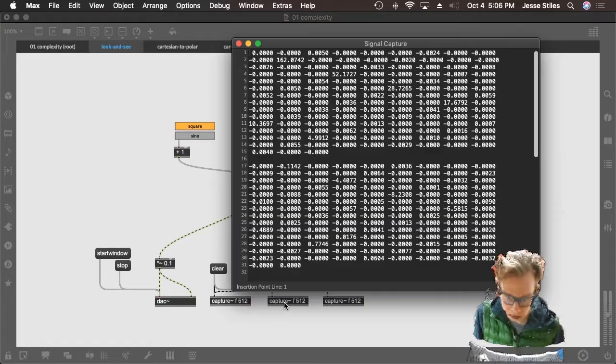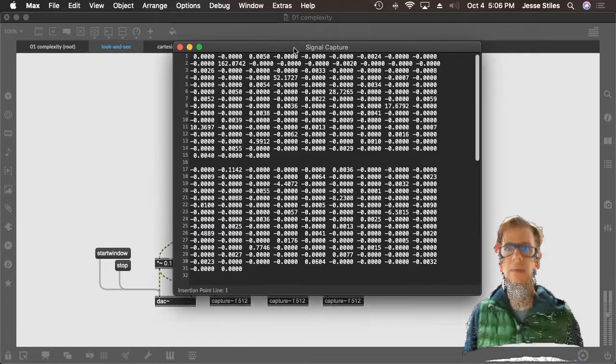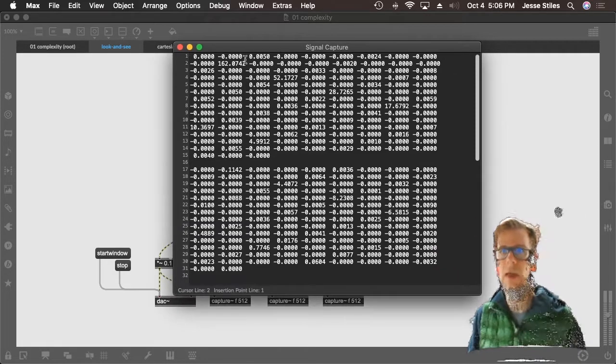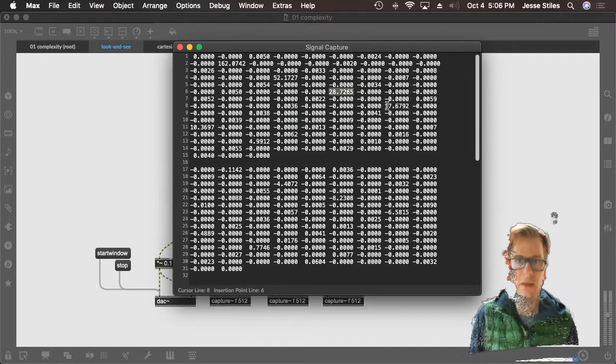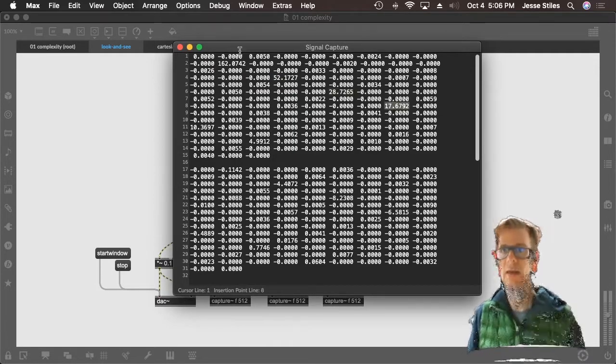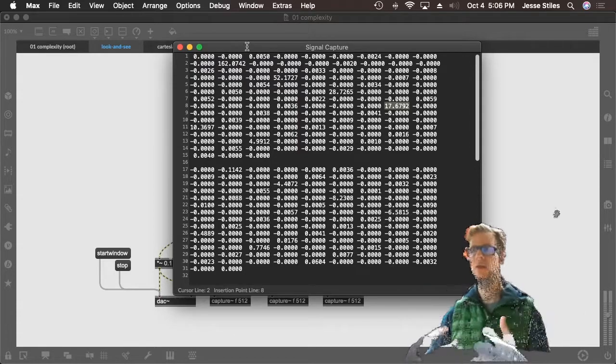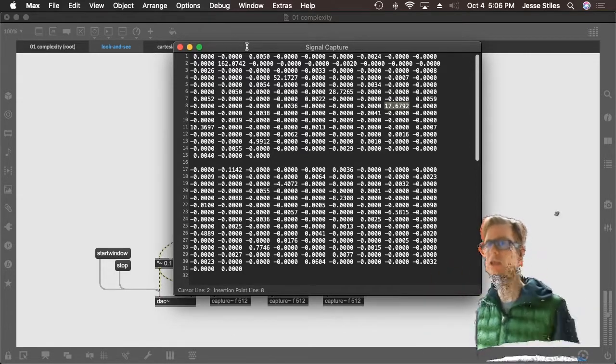Let's look at the second capture. Kind of the same deal here. We've got a bunch of zeros, and then we get to the 10th harmonic and the 30th and the 50th and the 70th, and we see the energy inside the signal at these specific positions in the spectrum.